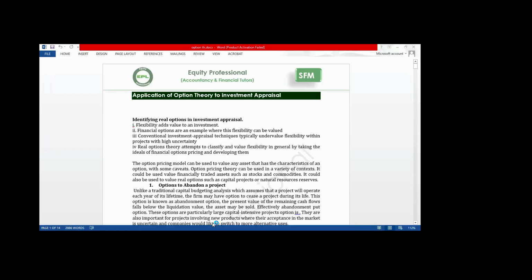We shall continue with the topic option theory and valuation. This should be our third lecture on this topic. Precisely tonight, we are looking at the application of option theory to investment appraisal.